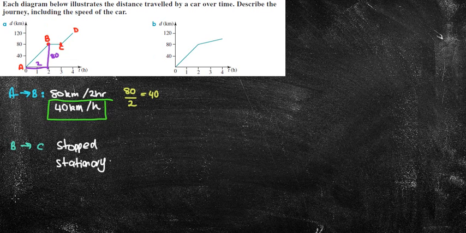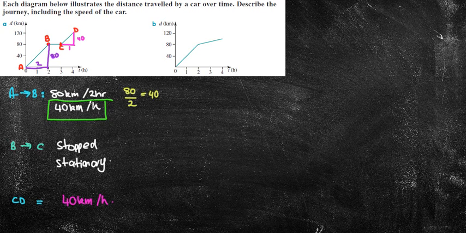And then what happens from C to D? Well, from C to D, what's going on? We're going at a constant speed again. Let's have a look at how far we go. We go 40 kilometers over 1 hour. So 40 divided by 1, well, that's just 40 kilometers per hour, isn't it? So we're traveling again at a speed of 40 kilometers per hour.